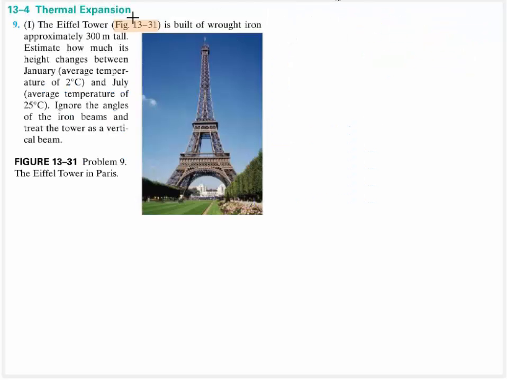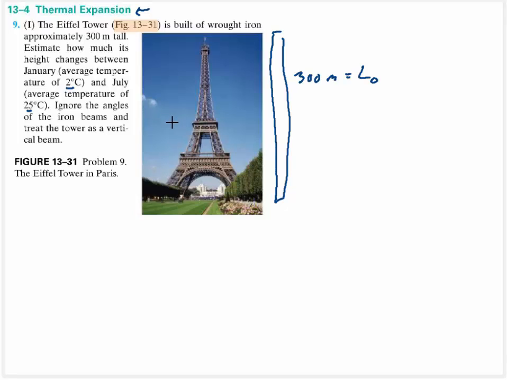And here we have a question on thermal expansion. Essentially, we say that the Eiffel Tower is made out of wrought iron, and we're going to treat it as just a 300 meter long iron rod, and say, okay, the temperature changes between 2 degrees Celsius and 25 degrees Celsius. How much is the change in length going to be equal to?